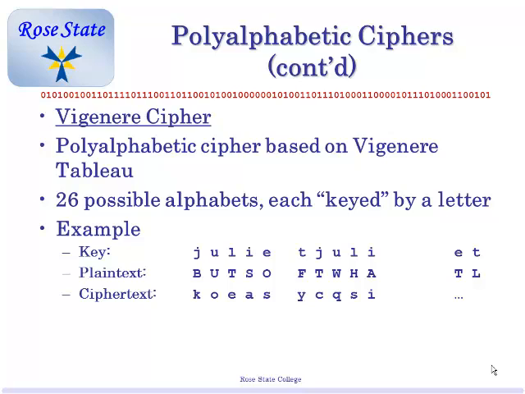6. 1, 2, 3, 4, 5, 6. Then the key repeats again. So imagine doing that first assignment, where right now it's everything shifted by 3. Okay? What if every letter was shifted by a different value?